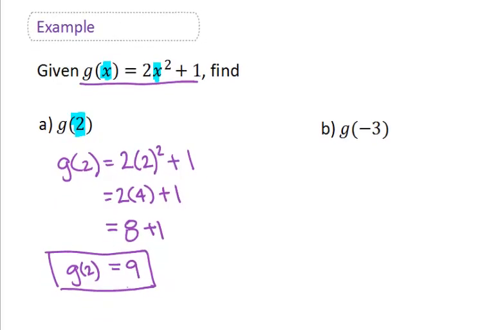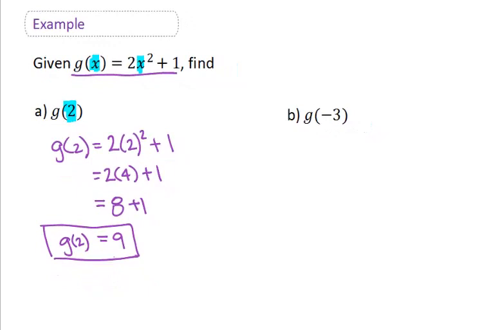Go ahead and pause the video and see if you can figure out how B works on your own. See if you can figure out what G of negative 3 is. Again, we just substitute in negative 3 for every place that we see an x. So we have G of negative 3 is equal to 2 times negative 3 squared plus 1.